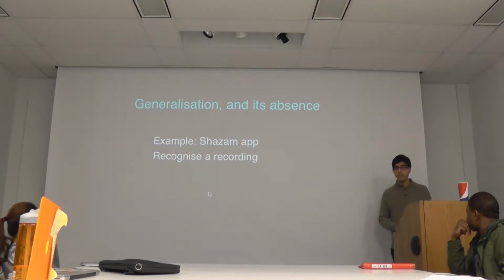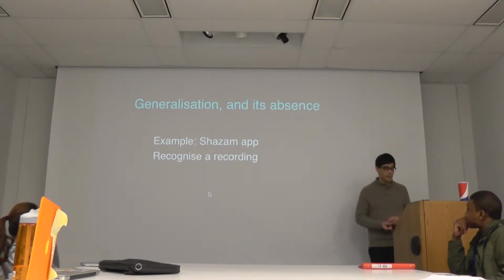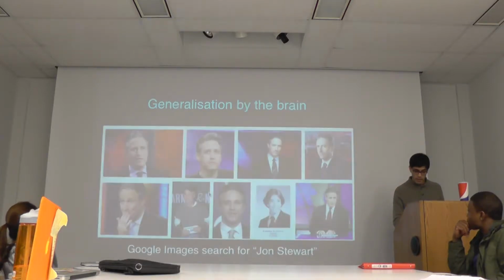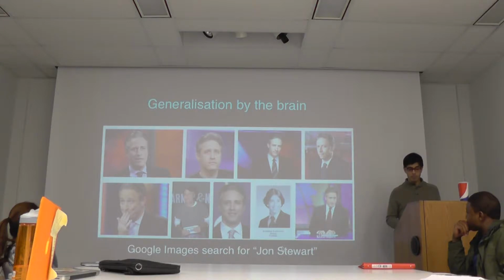So there's something very difficult and interesting going on there that it's hard for classifiers to do, and yet somehow our brain does this incredibly well. So here's an example of generalization. You just go into Google search and say, show me some pictures. So this is the top pictures that come up when you type in for Johnston. Okay?